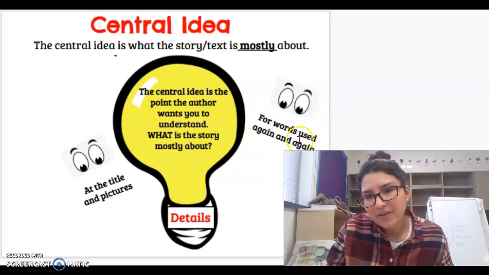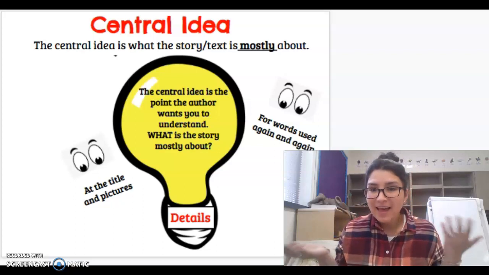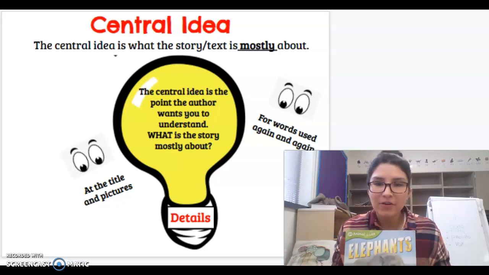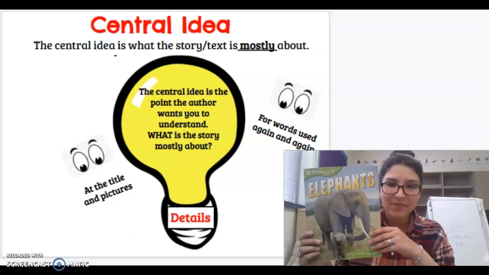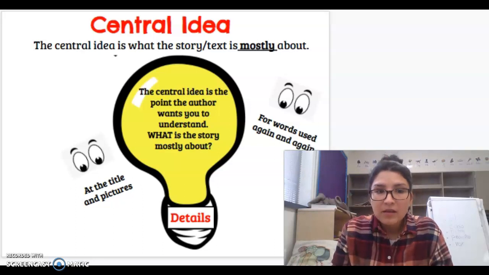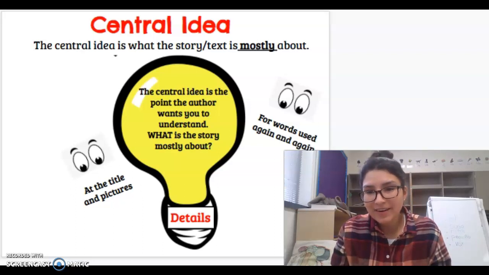So here's another little clue. Look for words used again and again. And what word did you keep hearing? Elephants, okay? So that's just a quick little review over central idea, okay? Remember, central idea is what the story is mostly about. We usually find central idea in informational text, all right?